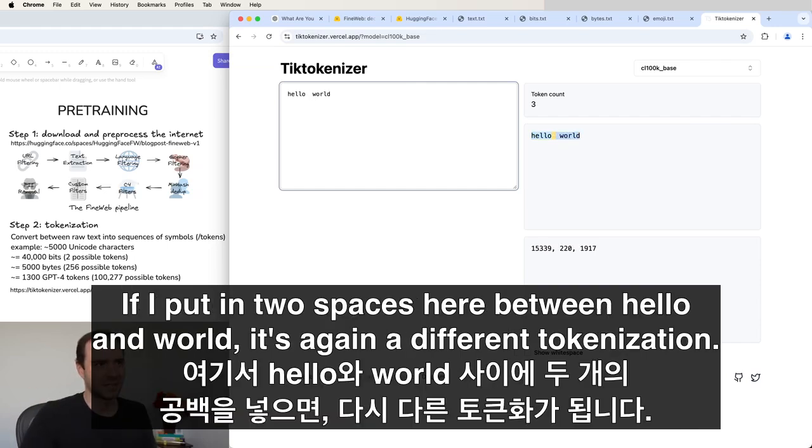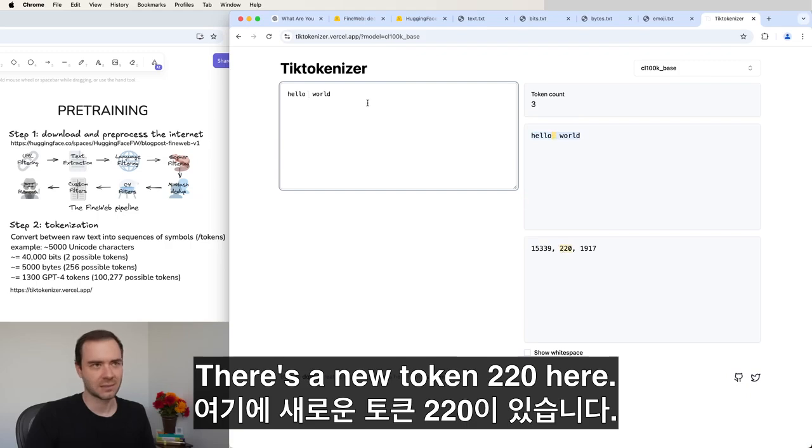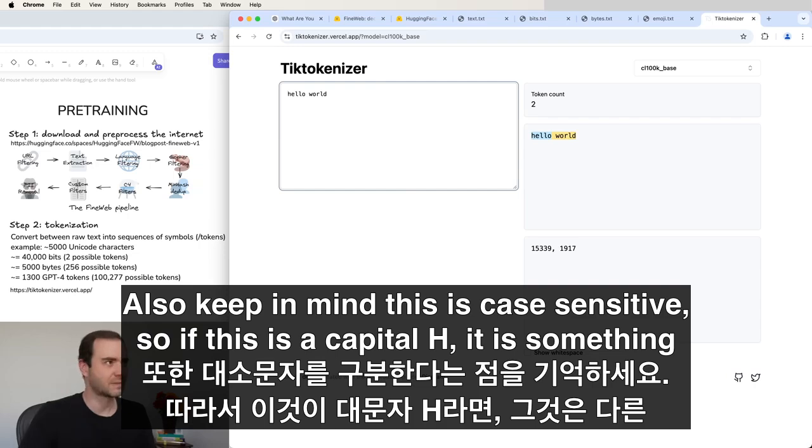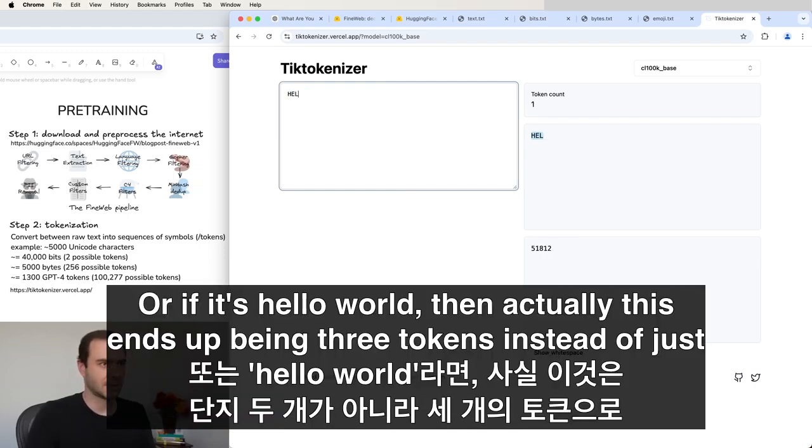If I put in two spaces here between hello and world, it's again a different tokenization. There's a new token 220 here. So you can play with this and see what happens. Also keep in mind, this is case sensitive. So if this is a capital H, it is something else. Or if it's hello world, then actually this ends up being 3 tokens instead of just 2 tokens.